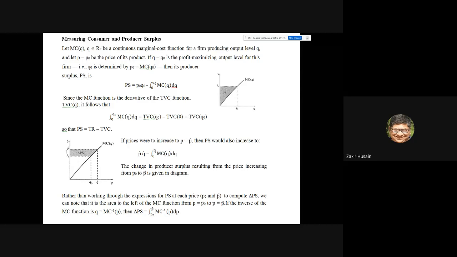Now, rather than working through the expression for producer surplus at each of the prices, which is tedious, because if the price changes again we'll again have to find the total revenue, subtract the variable cost, and go on doing this, what we can do is take the area to the left of the marginal cost, from P equal to P0 to P equal to P hat.